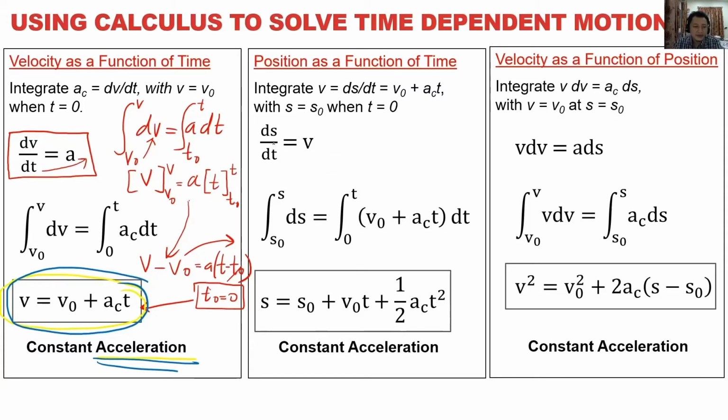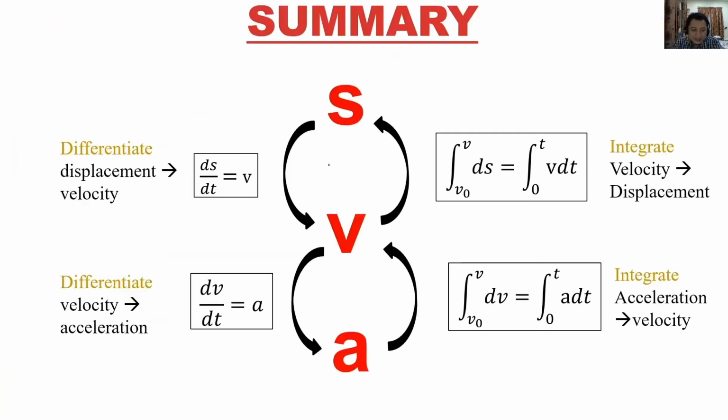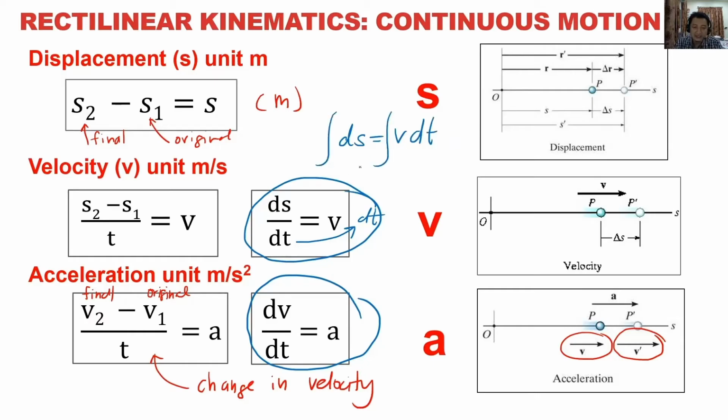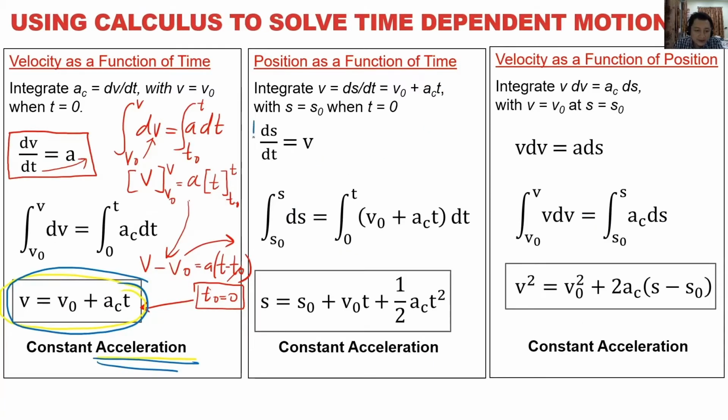Okay, next. From the previous equation, now we're looking at this one. From ds over dt is equal to v, now dt, bring it over here. You're going to get ds is equal to v dt. You can integrate. So this is what we're doing right now. Bring dt over here, you're going to get ds is equal to v dt. Integrate both sides, S naught to S, and T naught to T.